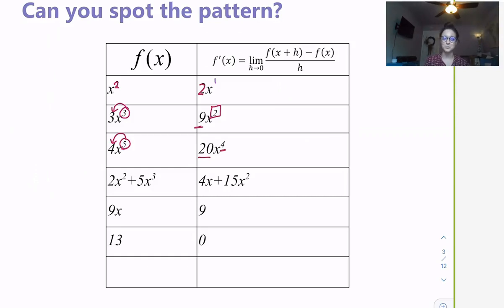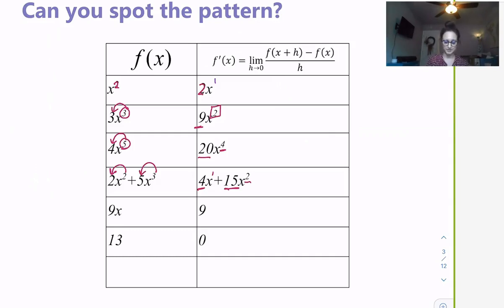Notice that it works with sums and differences as well, okay? So fly the 2 to the coefficient, my new coefficient is 4, drop the power by 1, so I had an exponent of 2, my new exponent is 1, okay? Fly the 3 to the 5, my new coefficient is 15, and drop the power by 1, my new power is 2.